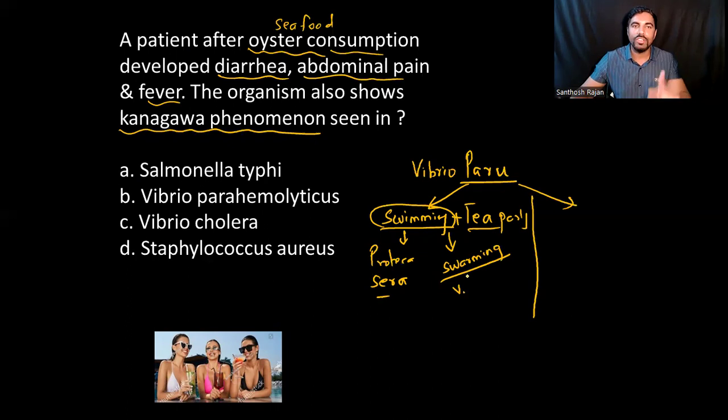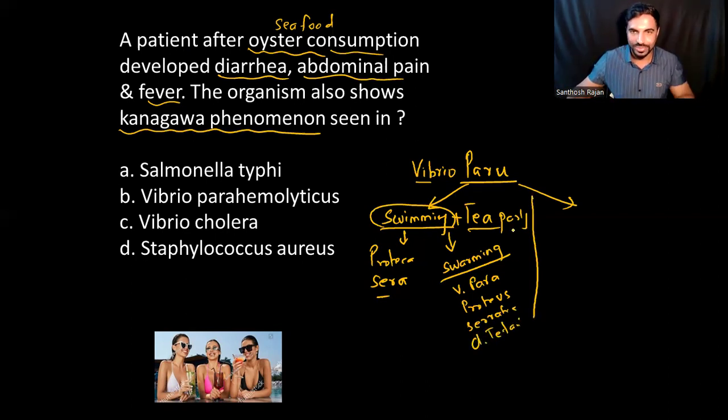What are they? One is Vibrio parahemolyticus, that is Vibrio Paru. She is swarming along with Prochita, because Proteus, Sarah, because Serratia, and another one is T. Why did I say T? Because it's Clostridium tetani, the T party. Okay, one party over. Now, she has another party also.